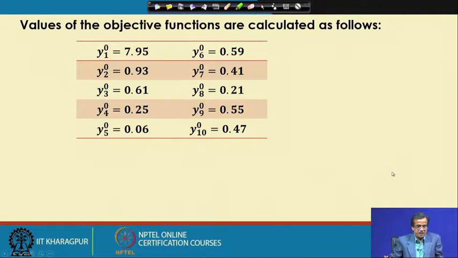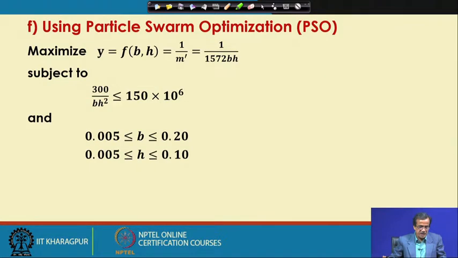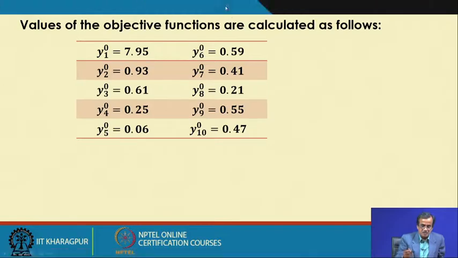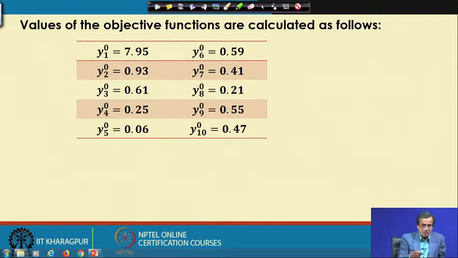optimal solution. Now, once we have got the values of the design variables B and H, if I substitute them in the expression of the objective function, that is y equals 1 divided by 1572 B H, then I will be able to calculate the values of the objective function.